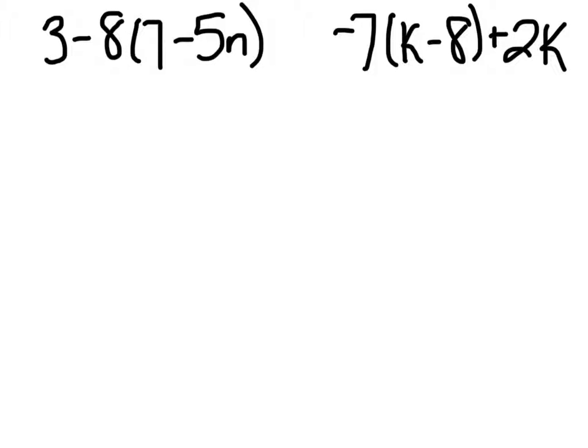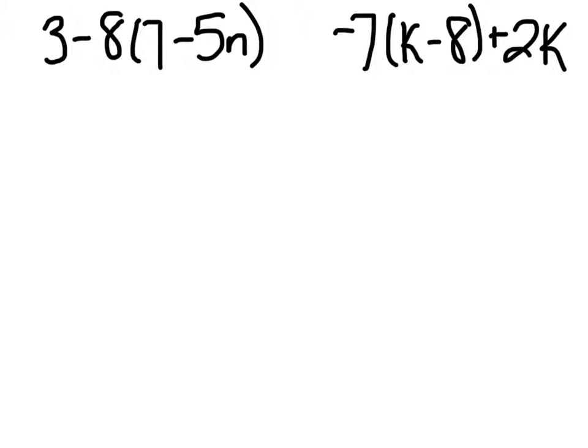This is simplifying variable expressions, so we're just simplifying the expression. The first one that I have is 3 minus 8 times the quantity 7 minus 5n.